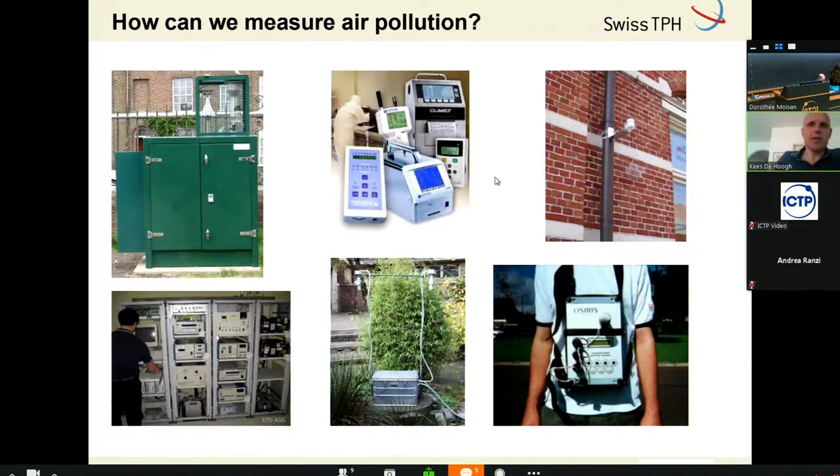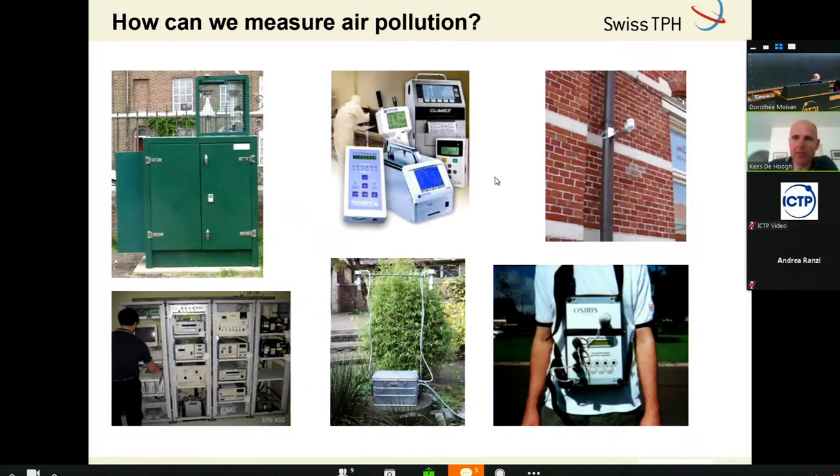So we can, of course, measure air pollution. And here are a couple of ways to do that, from very expensive routine monitoring stations dotted around all countries to passive sampling techniques like here, where you stick a passive sampler just on the lamppost and leave it there for a week or so to sample.